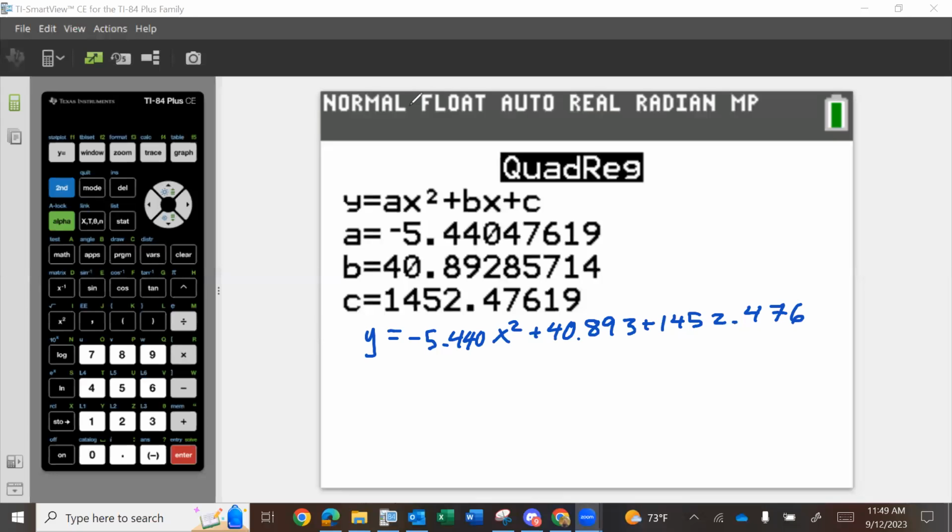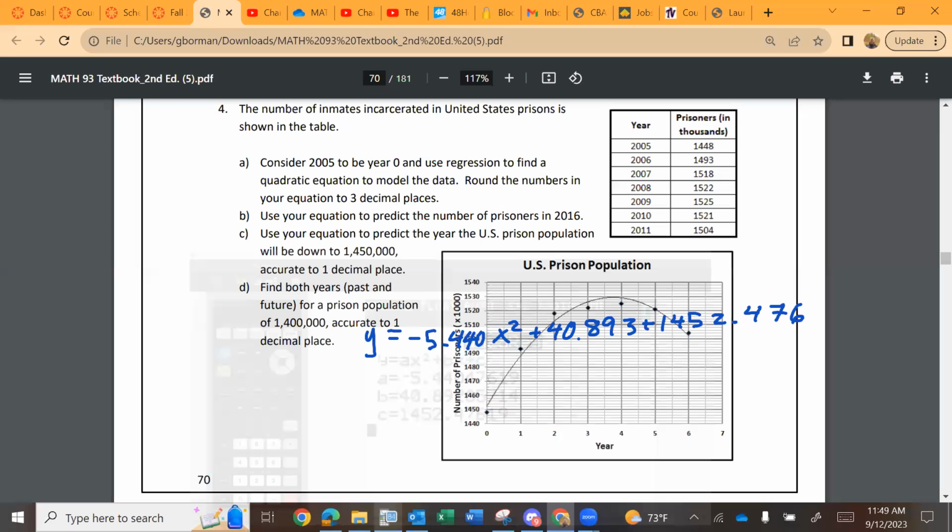Whether you start with year zero as the year 2000 or year 2005, you're still talking about the same data. So that's why the graph looks the same as before. It's labeled differently on the x-axis, that's the only difference. Other than that, the graph is identical to the one we did in the last video. So I got part A done.